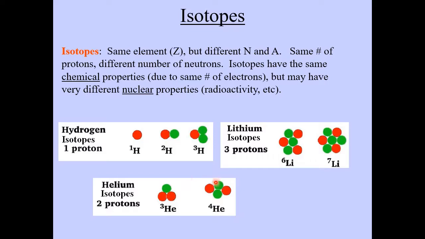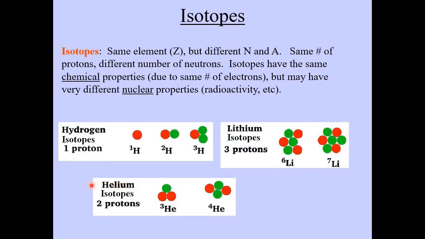Let's look at helium, which is the next element. This is the most common form of helium. Helium-4 is what you would find inside of a helium balloon, for example. It has 2 protons, the 2 red balls here, and 2 neutrons, the 2 green balls. So its total number of nucleons, its atomic mass number, is 4. But helium can also be found with just 3 total particles, 2 protons and 1 neutron. This one has lost a neutron, and this is called helium-3.